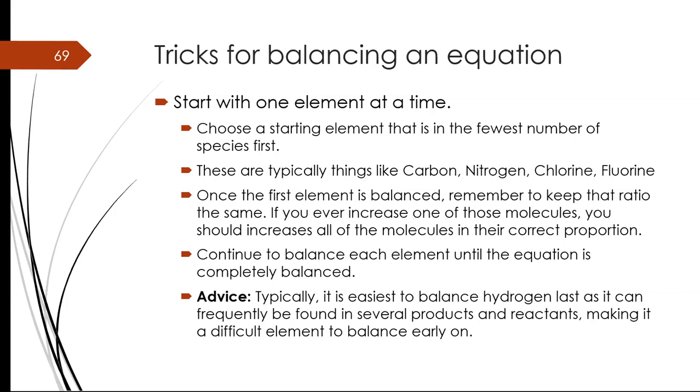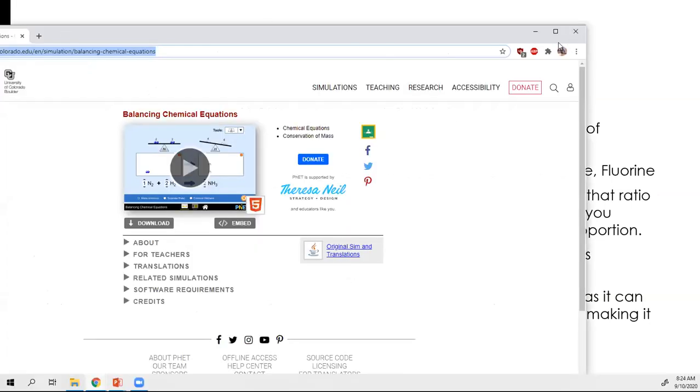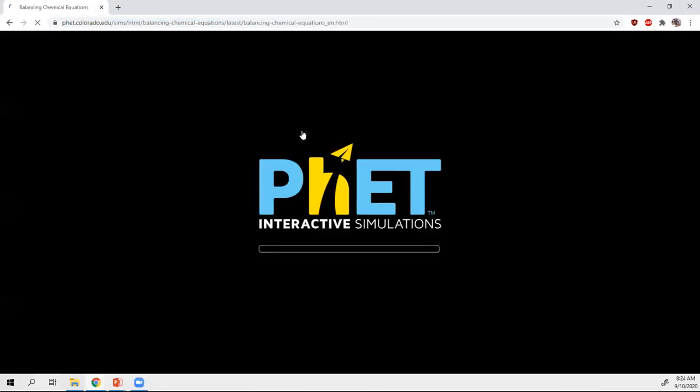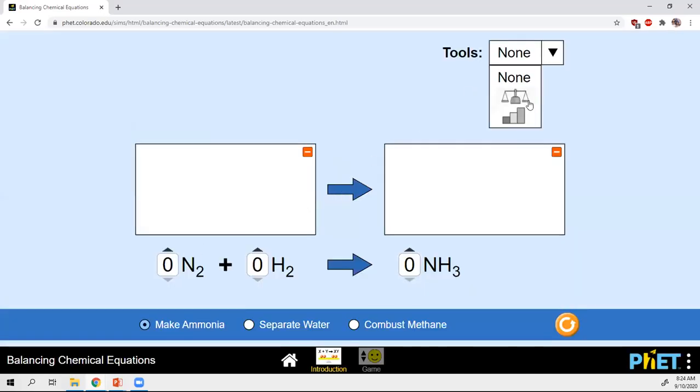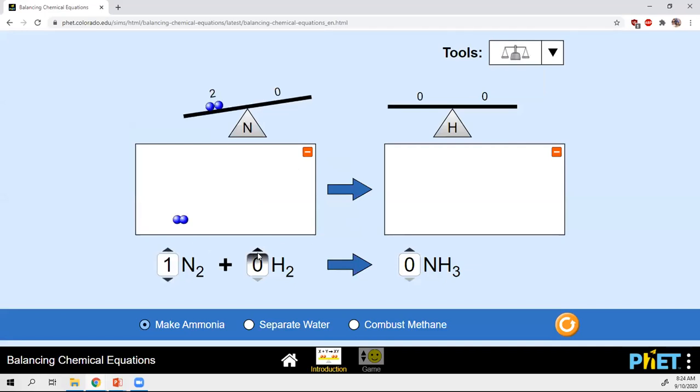Now, I'm going to put a worksheet on this up online, but there's also a practice that you can do using a program called PhET. PhET is a simulation. I'm going to pull that over here that I'm linking to. What you can do with this is balancing. What this does is we can visually see our different materials. So we have our nitrogens here, we have our hydrogen, we have our NH3. And we can adjust how many we have in order to get them to balance.